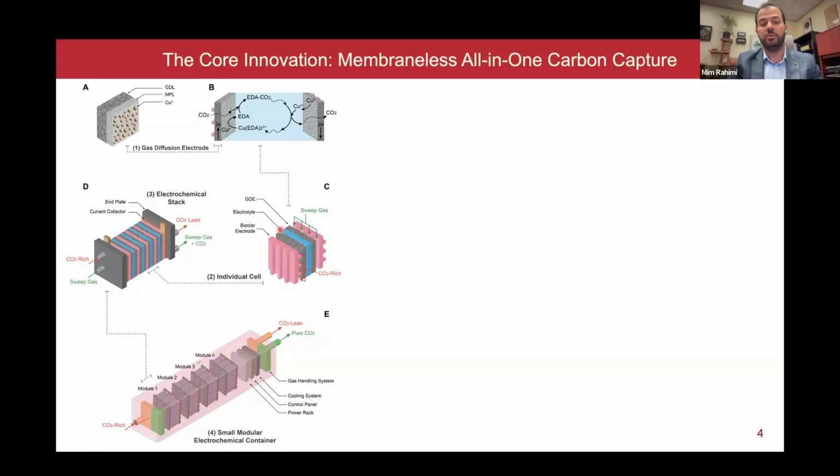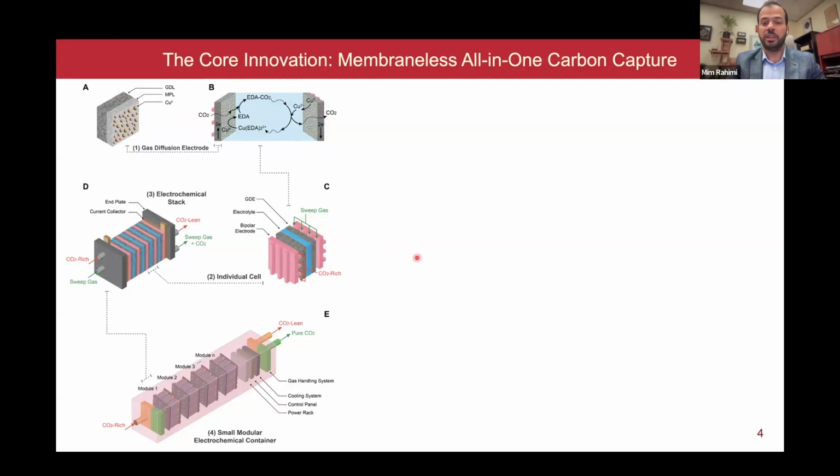And zooming in further, when we look at the electrochemical cell, we see that it is a typical electrochemical unit that is exposed to two gas phases. Here we do the separation on one side, and the concentration on the other side, using two gas diffusion electrodes. By doing that, we're doing it all in one apparatus: capture, concentration, and separation, leveraging engineered gas diffusion electrodes.